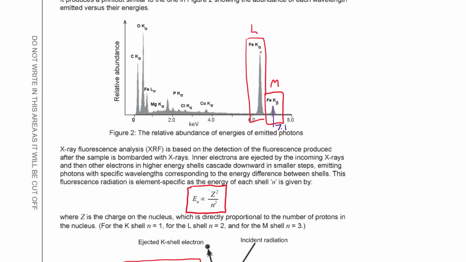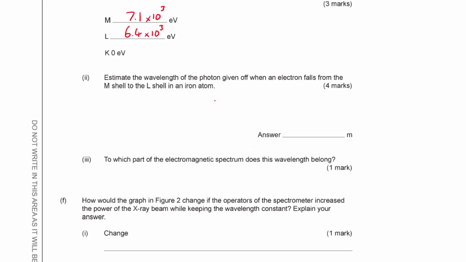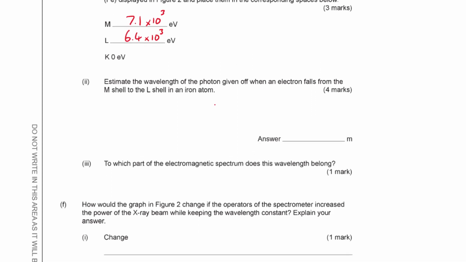And then this one here comes down. I wish I had a ruler. That's a terrible one. Let's try that again. Okay, so again, not quite there, so 6.4 for that one. So 7.1 times 10 to the 3, because it was kiloelectron volts, and 6.4 times 10 to the 3 electron volts as well. Okay, that's good. And K is 0 because it's relative to itself.